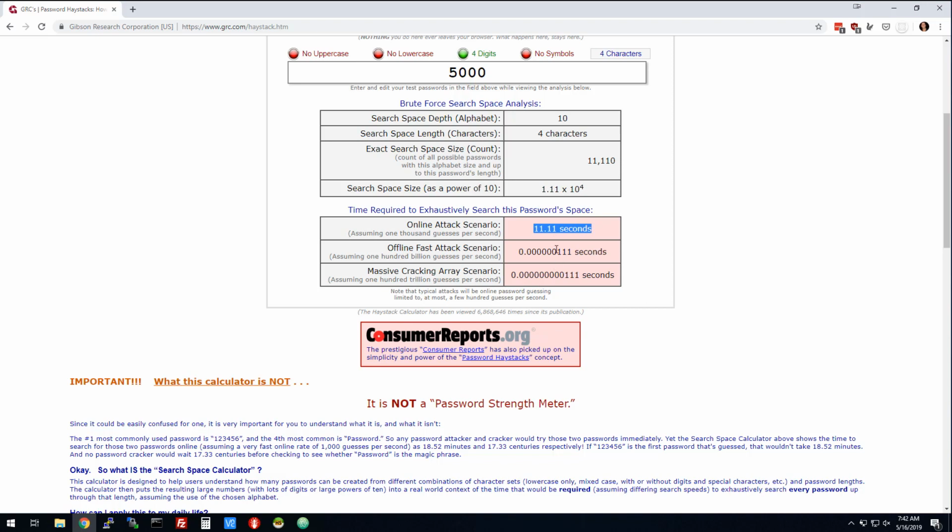Now, if you were able to do it offline and you could speed it up to 100 billion, which, again, I can't imagine how many graphics cards or maybe quantum computing or whatever could get you these kinds of speeds. But if you could speed it up, this is how long it would take. It would take just fractions of a second at these kinds of rates. So what is important about this is really the length of the password and the character space.